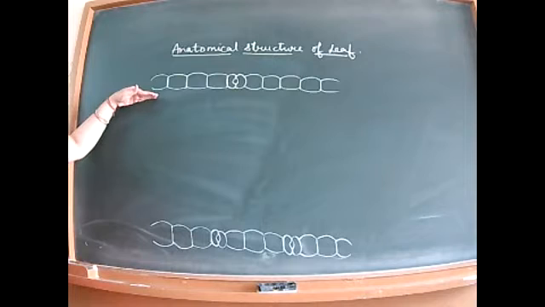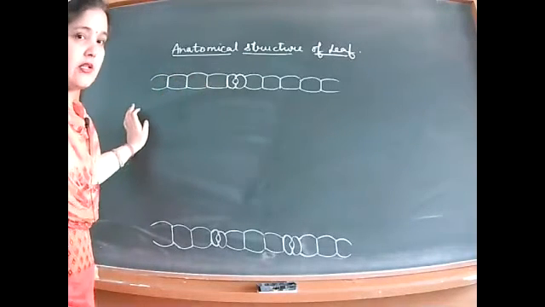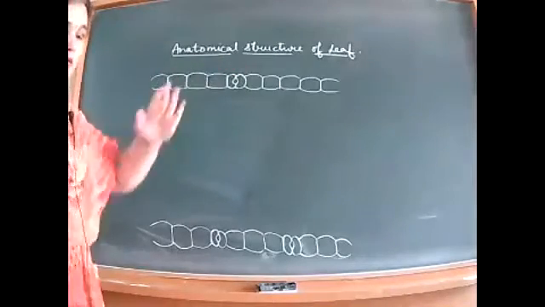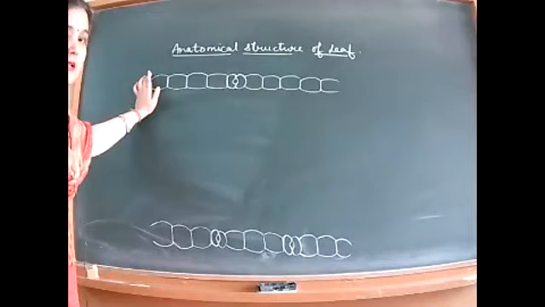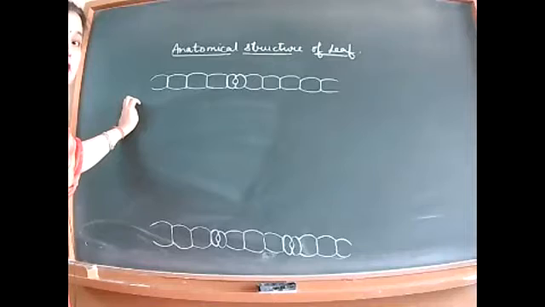Now the upper epidermis, in some of the plants, can be protected by an extra secretion, and that extra secretion gets deposited over the surface. Over the surface means over the top of the leaf. That extra secretion, after depositing, forms a complete layer, and that layer is called cuticle, but it is found in some, not all.